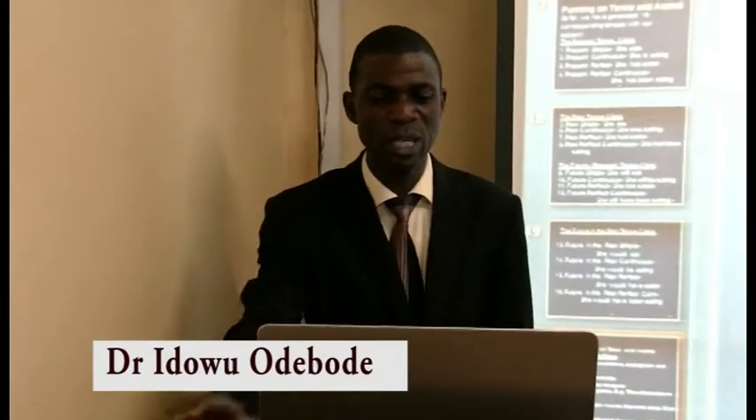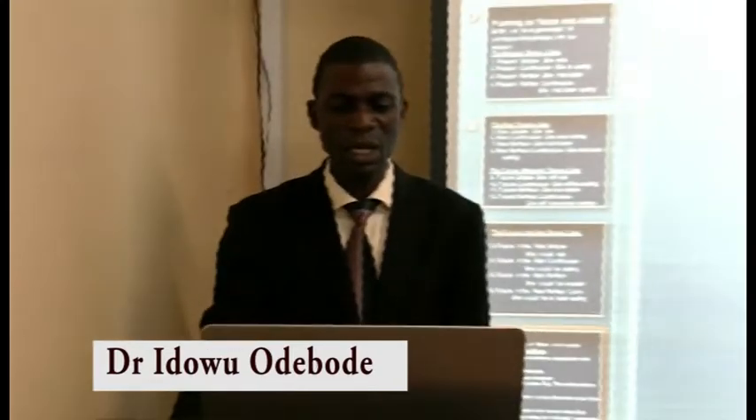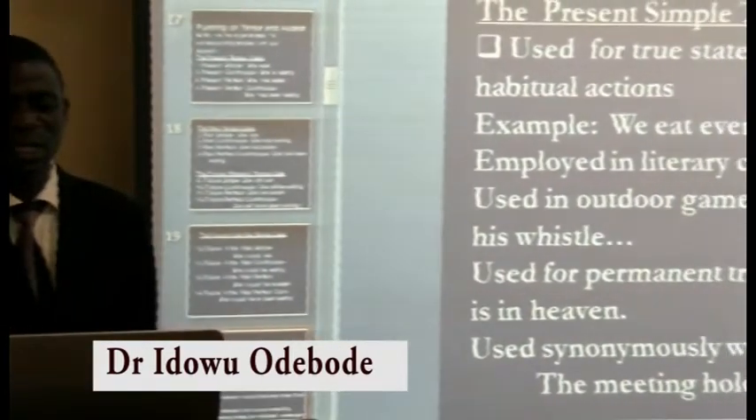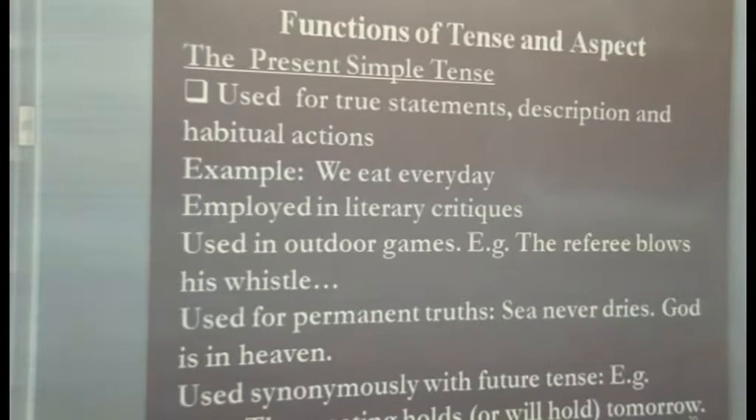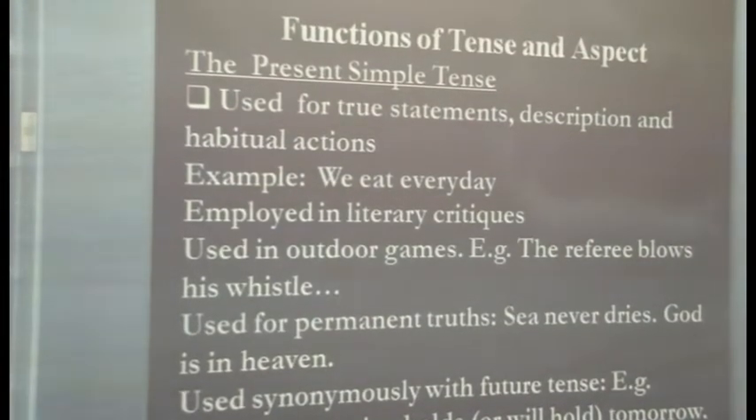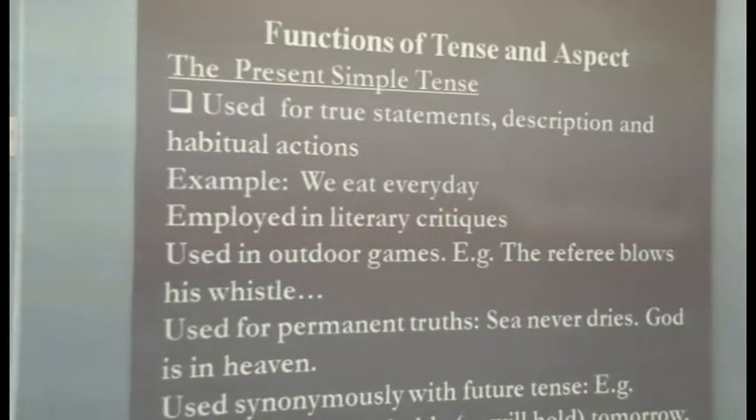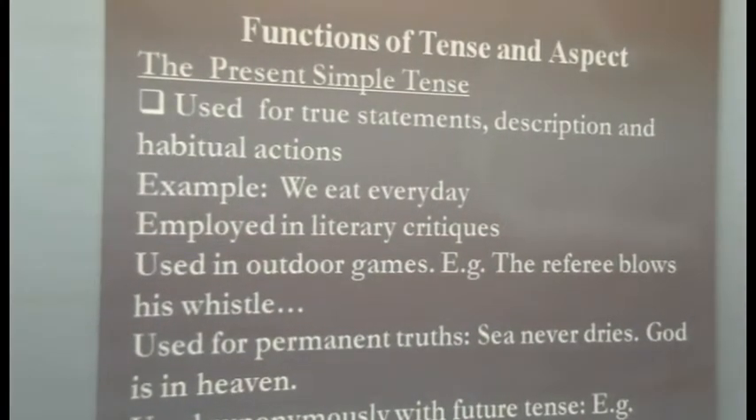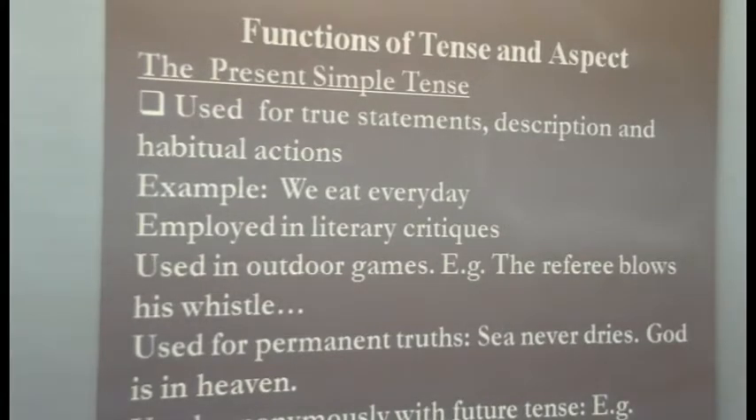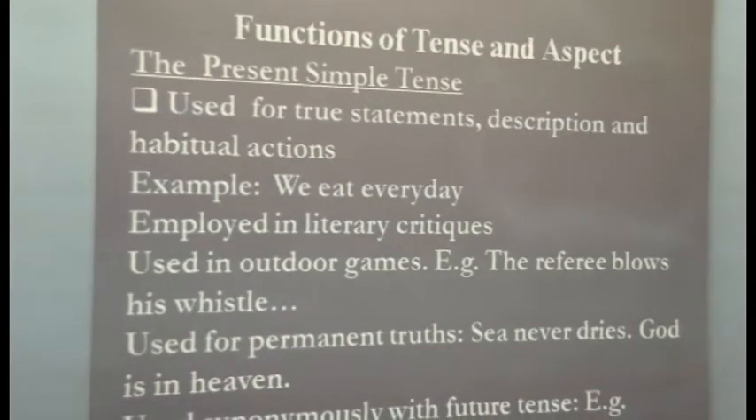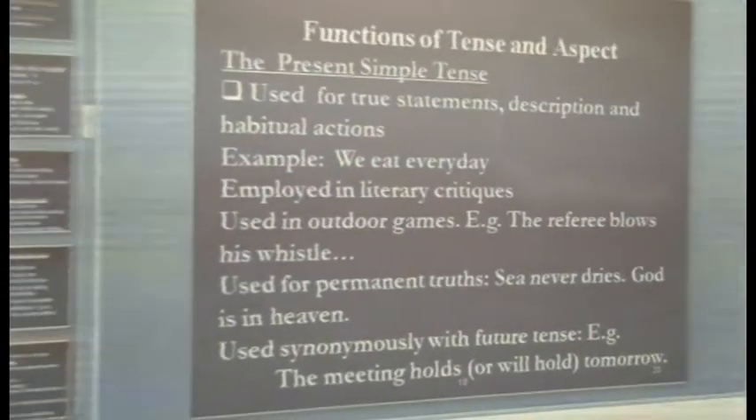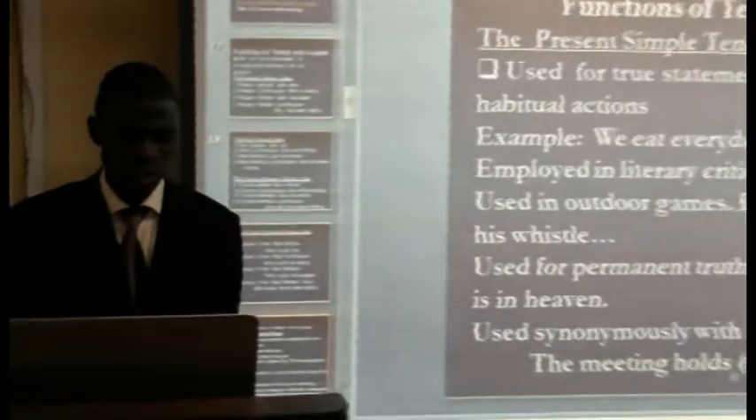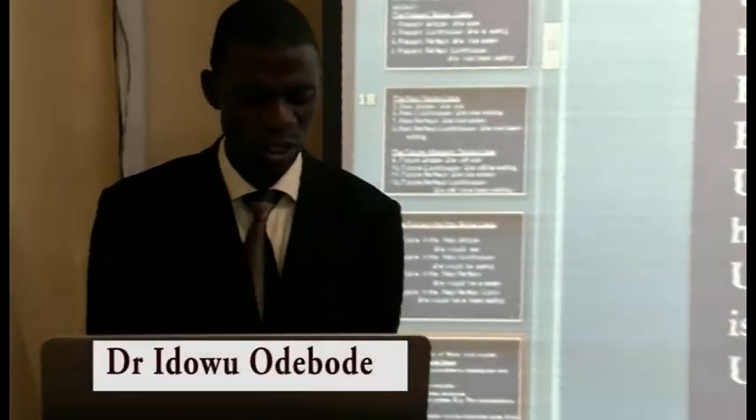The present simple tense. The present simple tense is used for true statements, description, and habitual actions. For example, we say, we eat every day. The boy is tall. The present simple tense is also employed in literary critiques or literary criticisms. For example, Arrow of God is a novel by Chinua Achebe. The plot is about Ezeulu and his clan. The strength of the book lies in its ability to incorporate proverbial sayings.